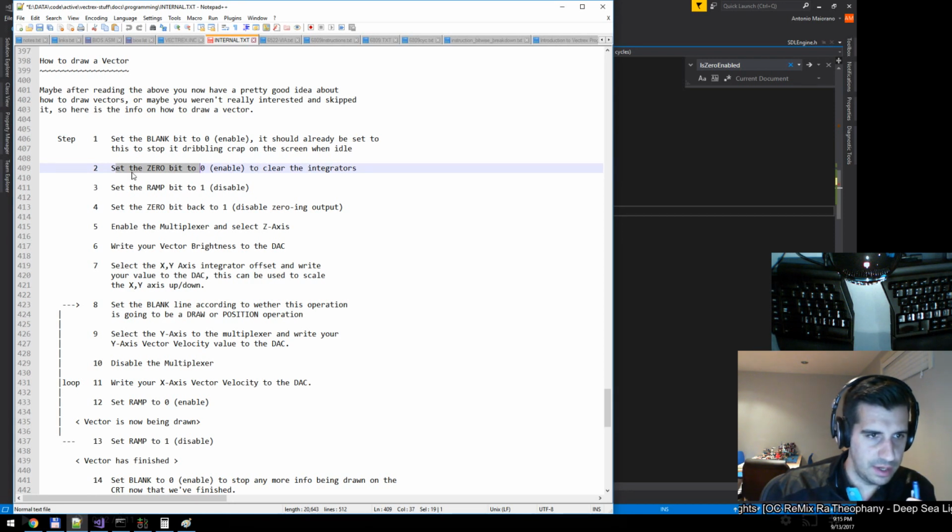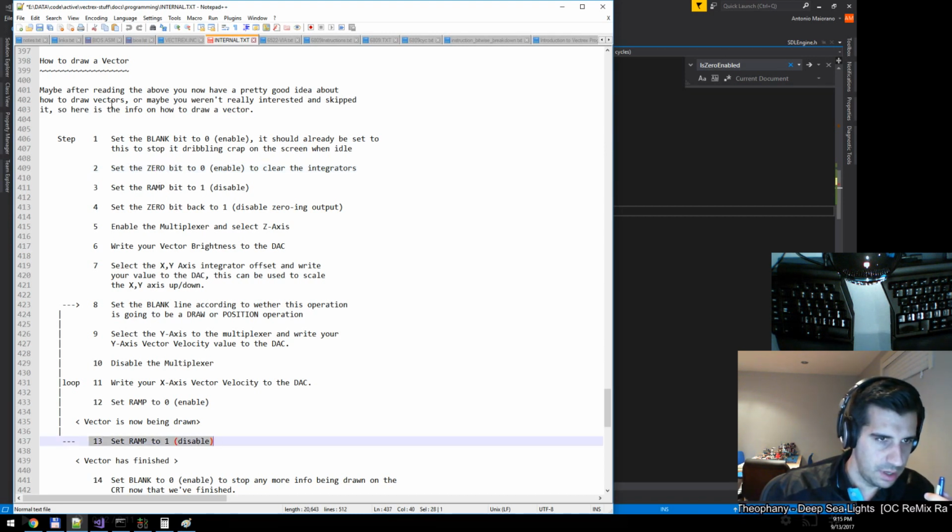Set the blank to that, set the 0 bit to 0 to clear the integrators. Set the ramp bit to 1. Then set the 0 bit back to 1 to disable zeroing. So here what it's saying is that we expect that for zeroing to actually happen, the ramp should already have been enabled. Even though this code is a bit screwy, I think that's what it means.